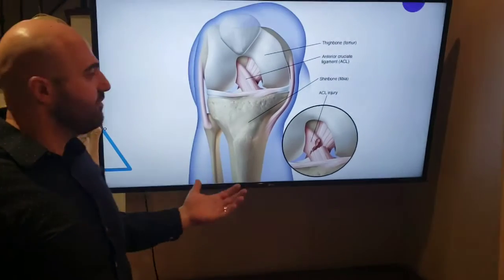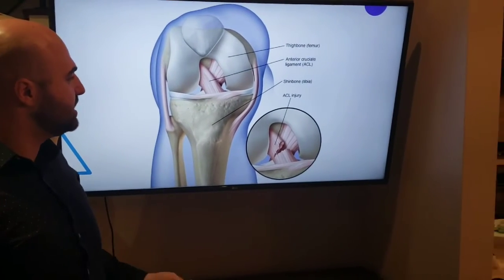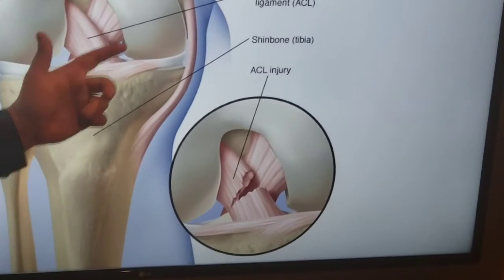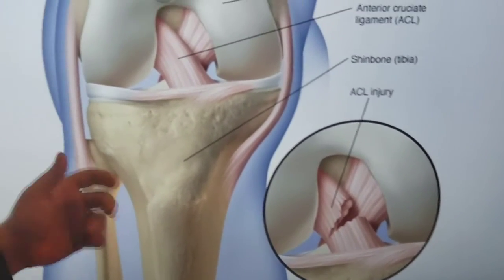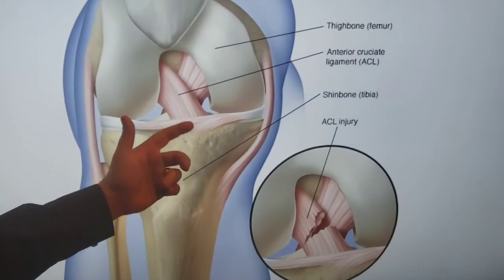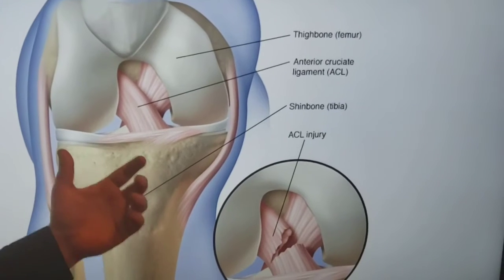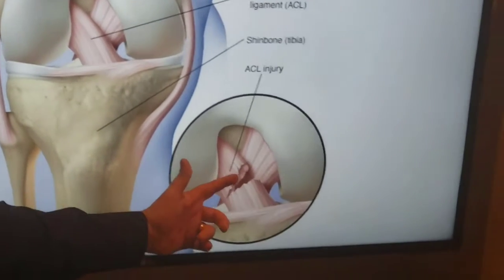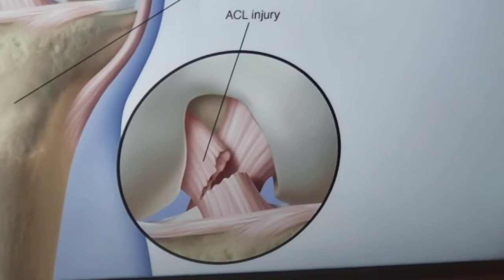A very common type of knee injury that you see regarding the ligament is the ACL. You can see that you have two ligaments that are in the center here. One of the front ligaments, that's called the ACL, can sometimes be injured, and you can see that here. You can see a little tear inside the ACL ligament.